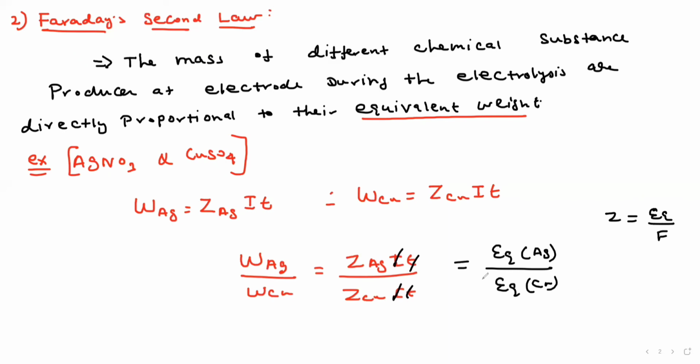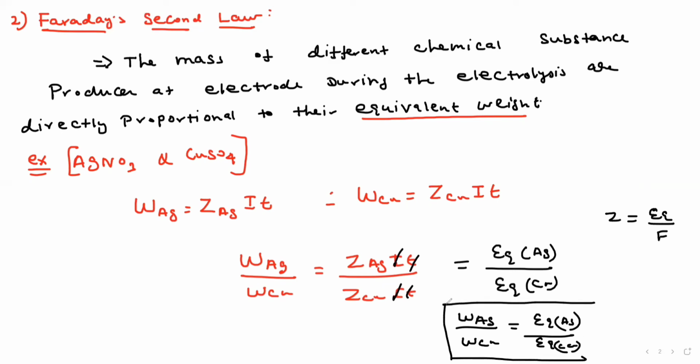You got the point. Therefore, what is the important formula now? The weight of Ag divided by weight of copper equals what? Equivalent weight of Ag by equivalent weight of copper. This important formula is in what? The second law of Faraday. Got the point? Okay. Using these two laws, we can solve the previous questions, two questions. One question based on Faraday's first law, and the next question based on Faraday's second law.